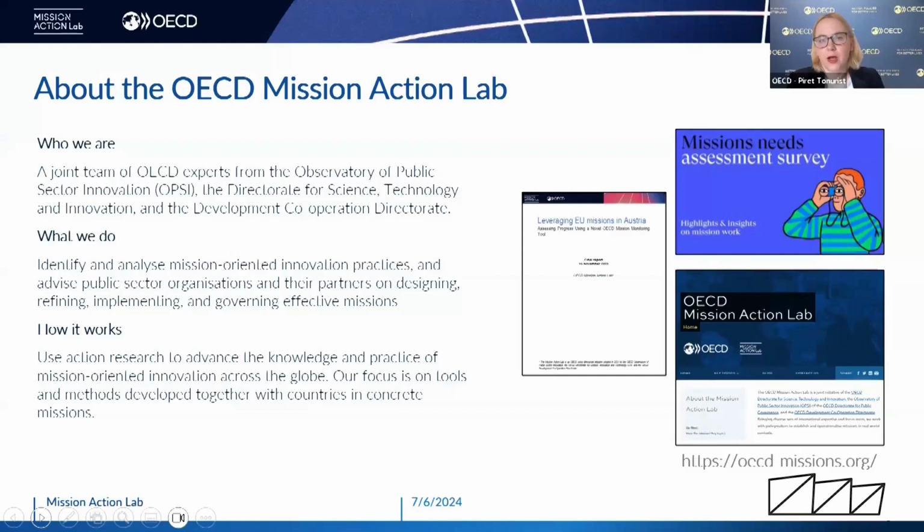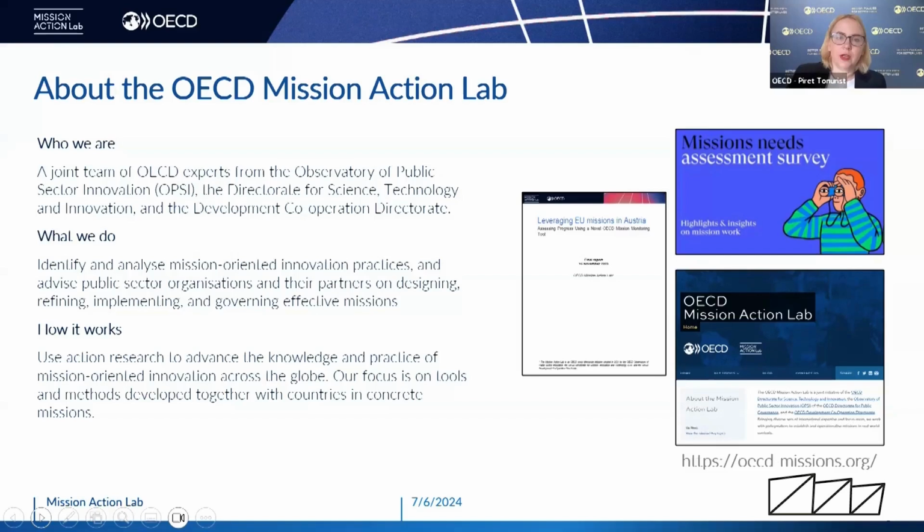Cooperation Directorate as well, because we not only follow missions that are going on in OECD countries on different levels, we are also monitoring mission-oriented approaches across the globe, because there is a lot to learn from lower and middle income countries in terms of mission approaches.